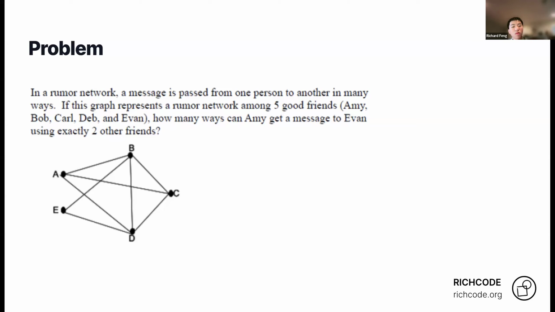For this problem, the easiest way is to just list out the different paths, or you could use a matrix, but that is going to take too much time. So we have to use exactly 2 other friends. So we can do A, B, D, E. That counts as one. We can do A, C, D, E.